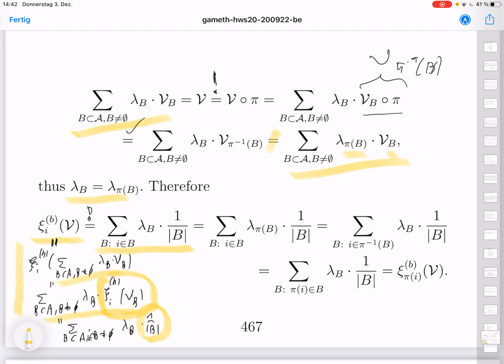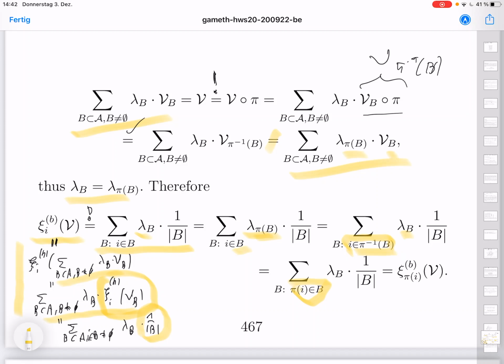So now we can go on. We have seen this coefficient lambda B is equal to the coefficient lambda pi of B. So this gives the next equality. And now I can replace B by the new B, which will be the old pi minus 1 of B. So then I come here to this, instead of B to pi minus 1 of B, instead of pi of B to B. It's still the same sum. And this condition here can also be written in this way. It's still the same sum.